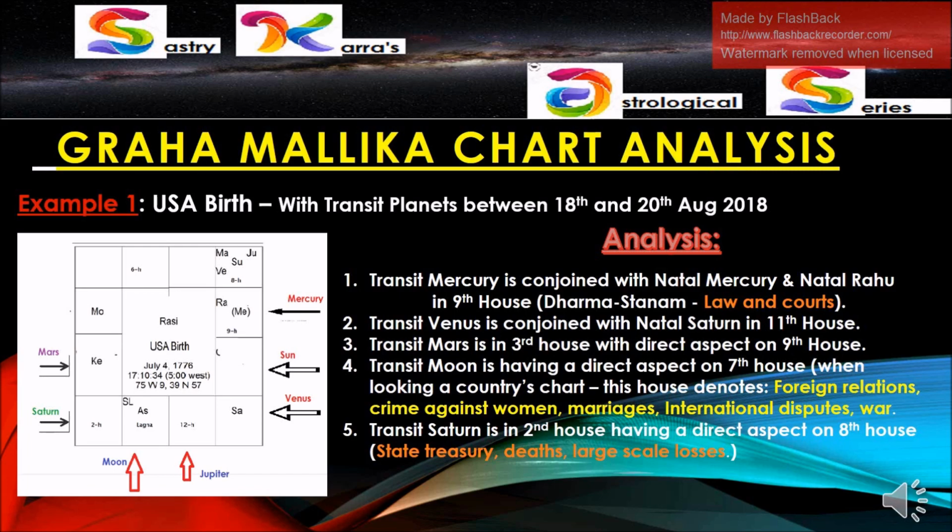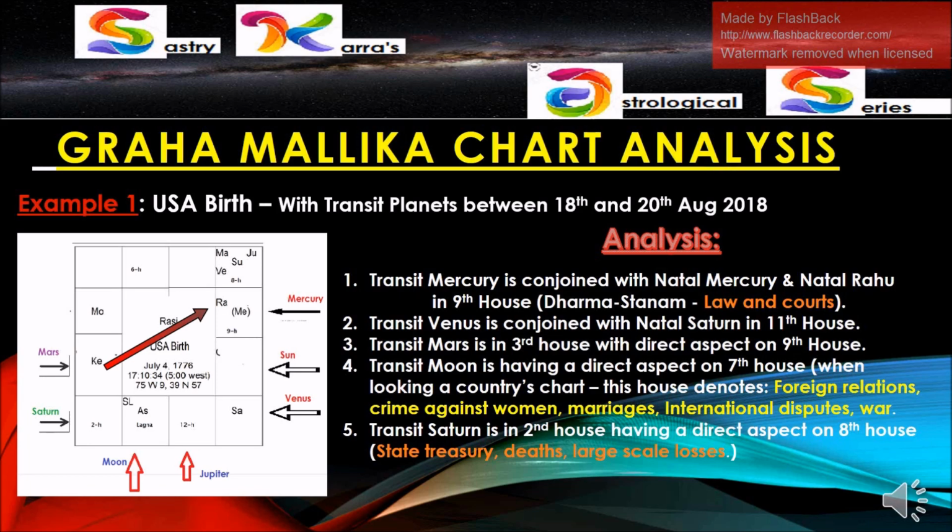The next one is transit Saturn. Transit Saturn is in the 2nd house for a long time, and it is having a direct aspect on the 8th house, where its bitter enemy Sun is residing. Venus, Jupiter and Mars are also residing there. Next comes natal Mars. Remember, Mars is the Lagnadipati, and transit Mars is now going to be in the 3rd house. In the 3rd house, that means it's going to have a direct aspect on the 9th house.